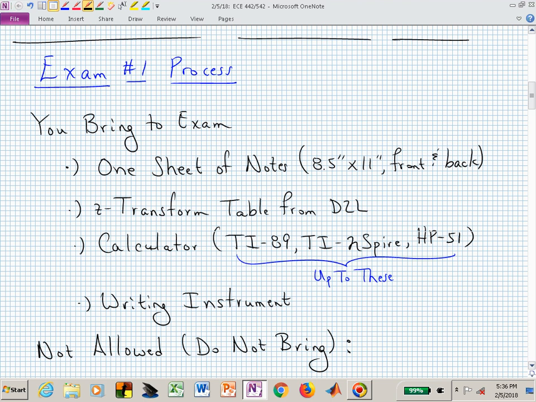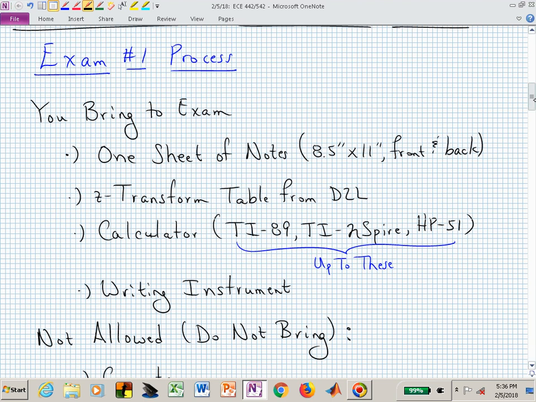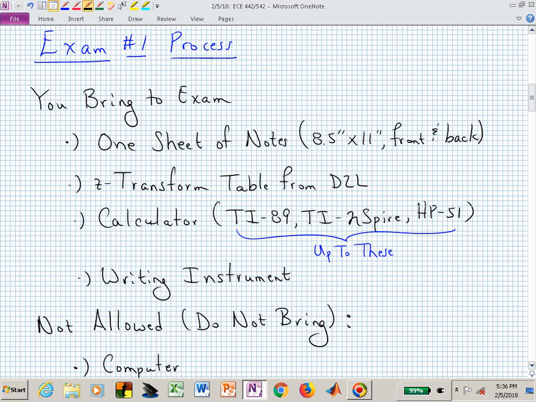Is that clear? For a calculator, I don't want you to bring in a big tablet. These are pretty powerful calculators. That's all you need: a TI-89, a TI Titanium, a TI Inspire, or an HP 50 up to those. If you have a TI-12, I don't know what an earlier version is, or a 4-function calculator, that may be sufficient, but you might want some trigonometry operations or functions on your calculator. That might be helpful.